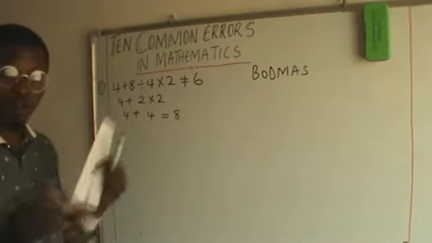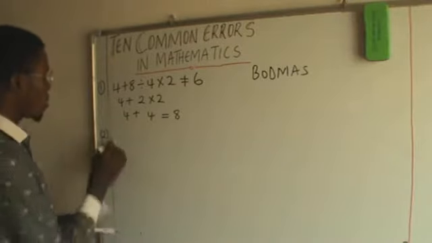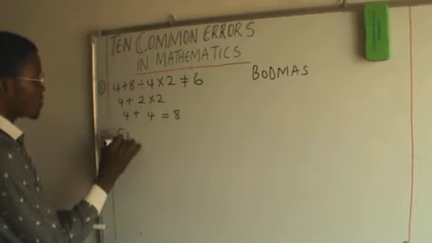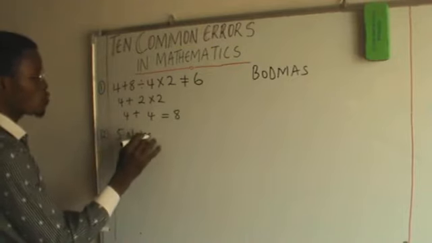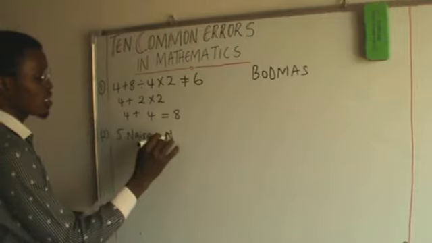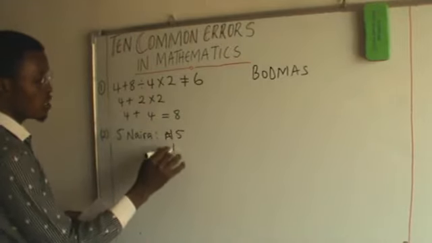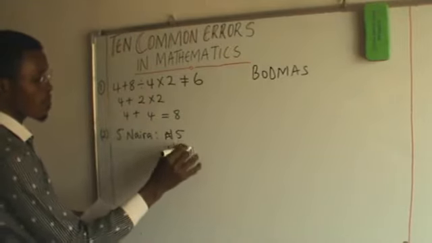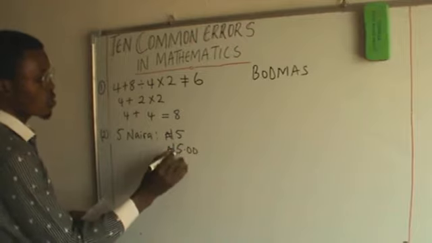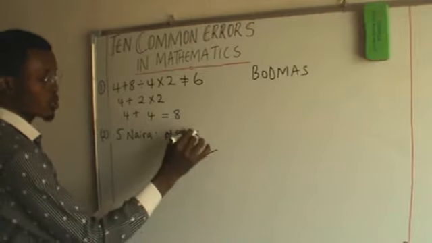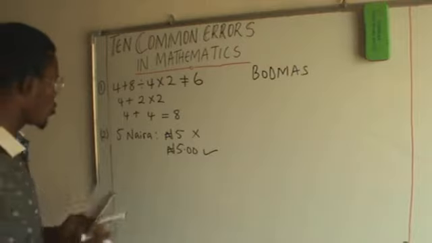Say for example you solve a problem involving money and you end up having 5 naira. What would be the right expression? Is it 5 naira or this? Of course, the right operation is this and not this. Alright, so please you take notes.